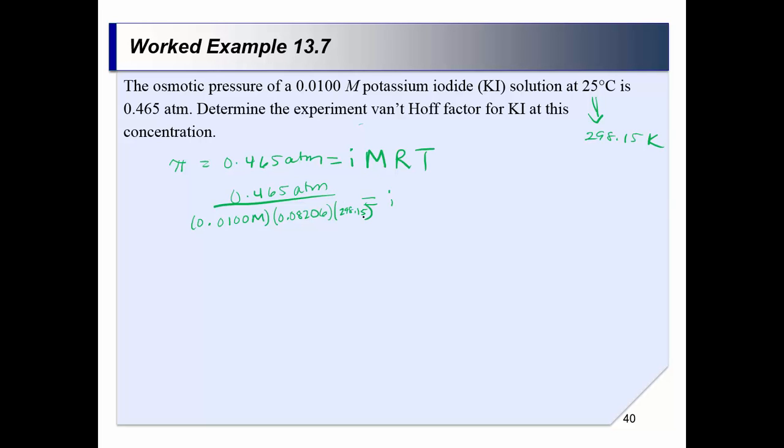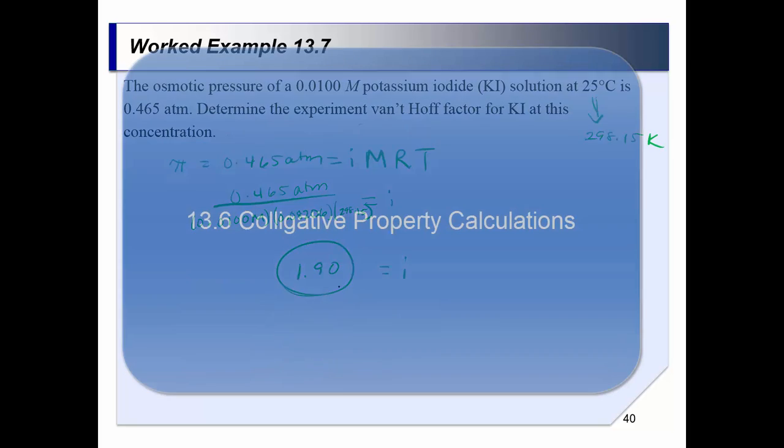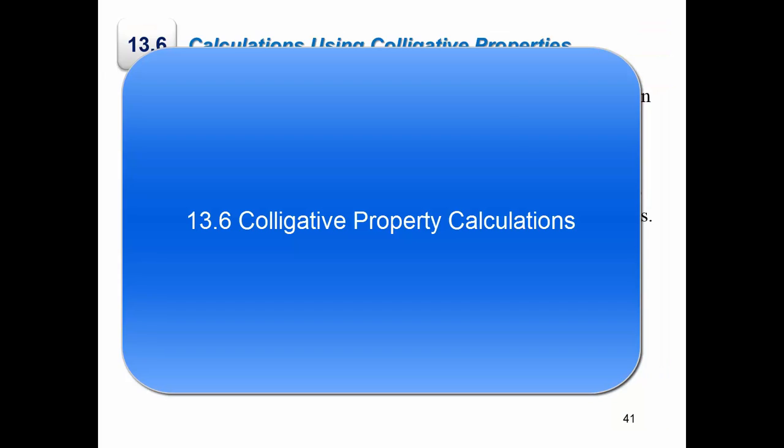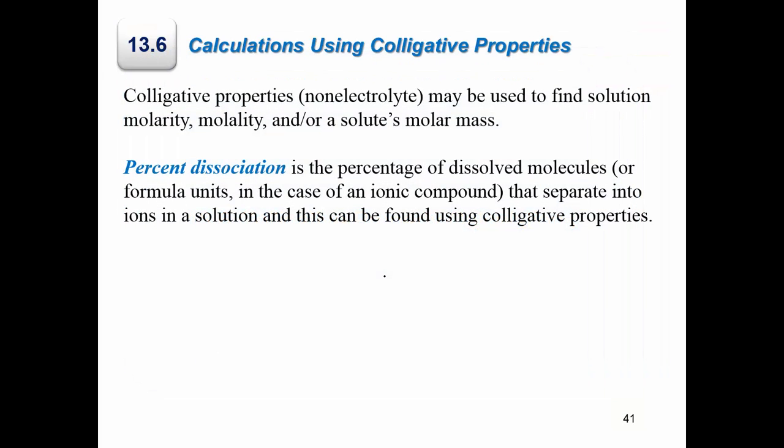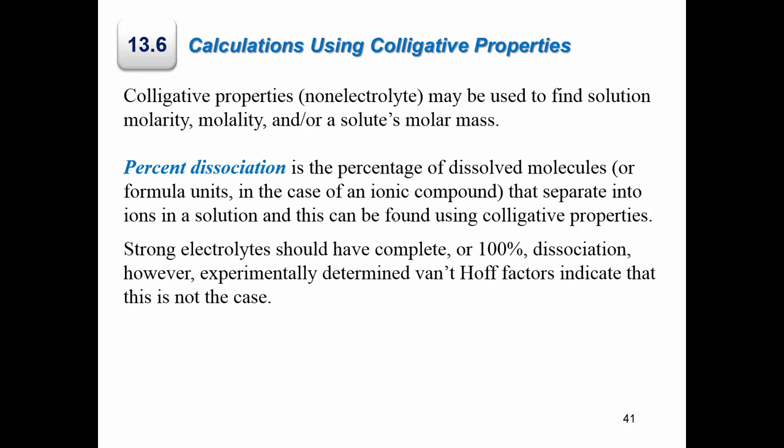So I do that calculation and I find that i is equal to 1.90. So the experimental Van 't Hoff factor for this particular experiment is 1.90. Now, when we do calculations concerning colligative properties, we might need to know the percent dissociation, or the percentage of dissolved molecules or formula units if we're talking about ionic compounds that separate into ions. And this can be found using our colligative properties.